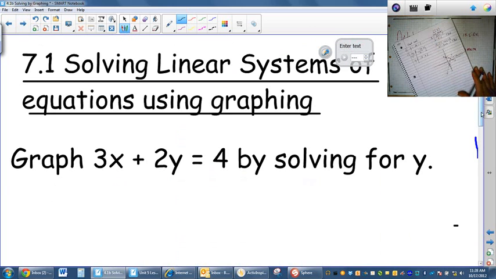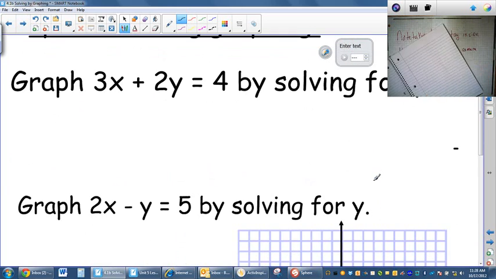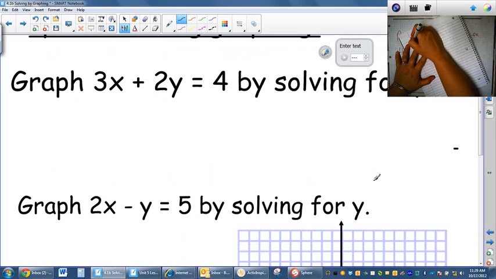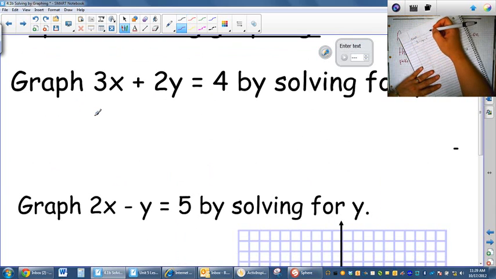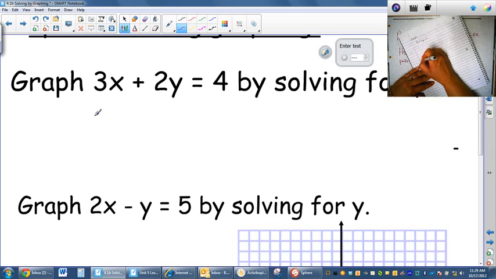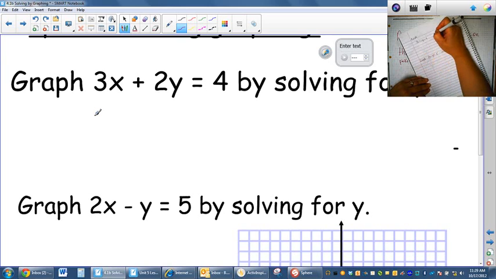Let's go ahead and look at this. We want to graph 3x plus 2y equals 4. We want to graph 2x minus y equals 5. All right, so I'm going to walk through this one with you. Let's go ahead and get these two copied down. So step number one, and it's always going to be our first step, we need to start by solving for y. Right? We need these in y equals mx plus b form so we are able to graph them.